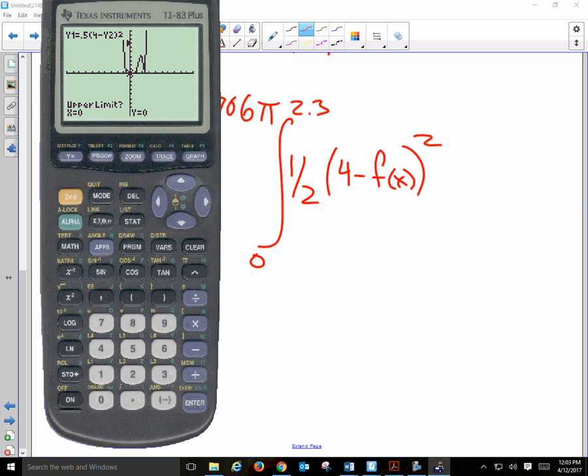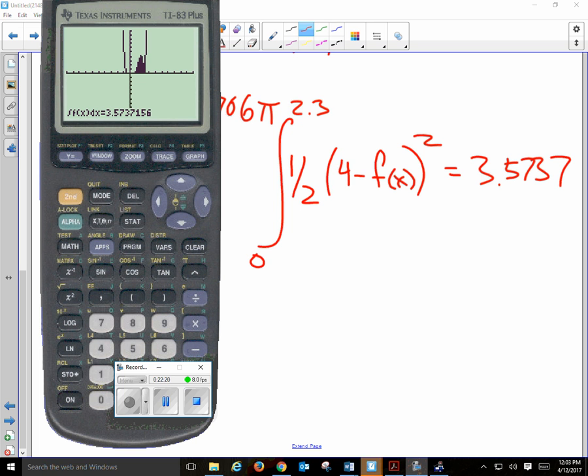Zero, 2.3, and I get 3.5737. Am I recording? Yeah. All right. So I've got 3.5737. What do you think about that? Not too bad, huh? As long as you see that little trick about how to set up those other pieces.